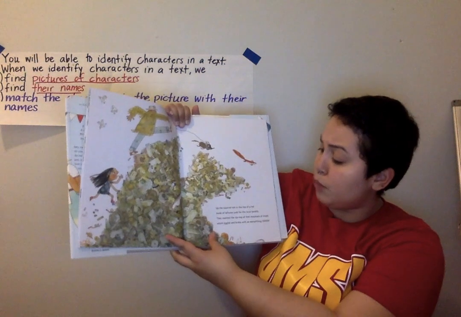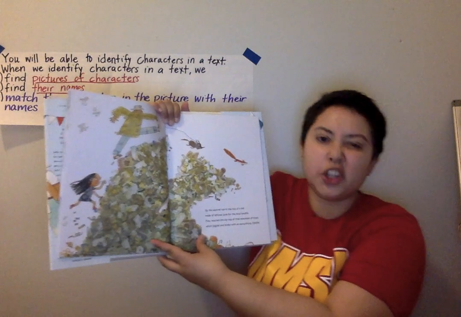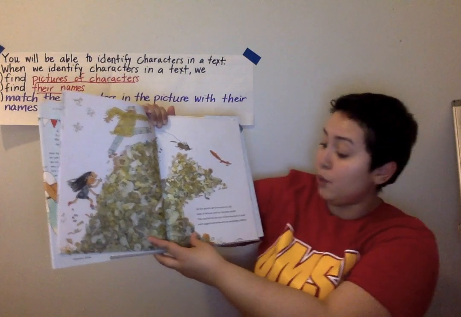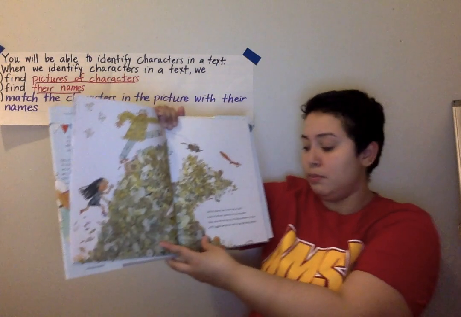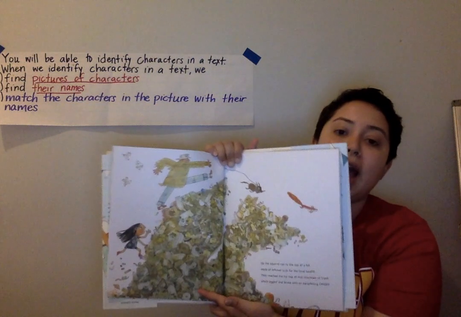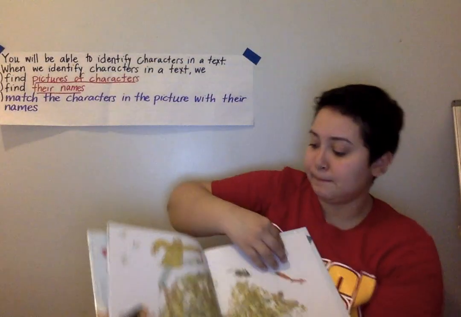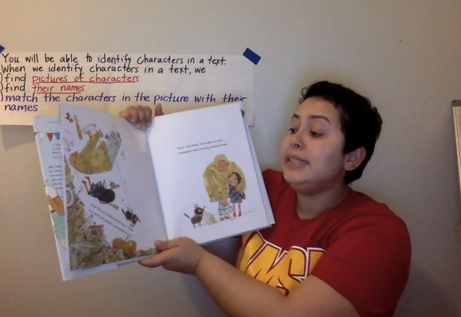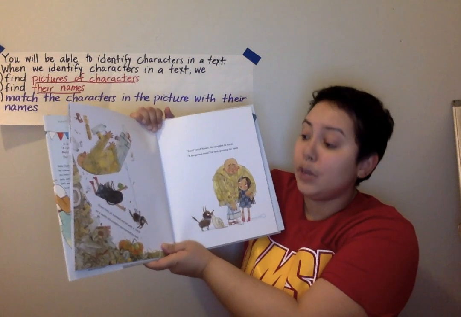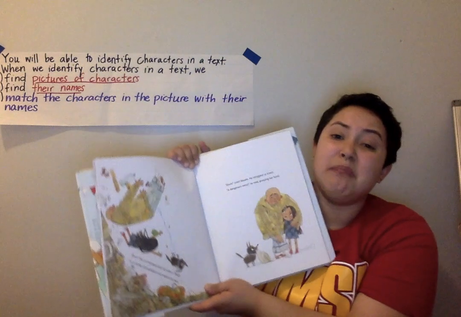Up the squirrel ran to the top of a hill, made of leftover junk for the local landfill. They reached the tip-top of that mountain of trash, which jiggled and broke with a splattering crash. Down they all tumbled and hit with a thud on a moldy old pumpkin surrounded by mud.